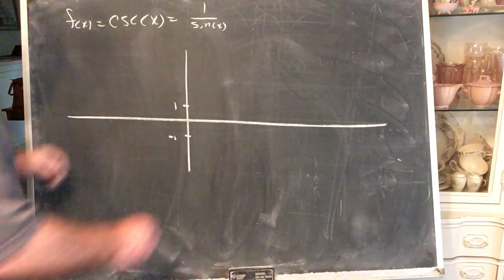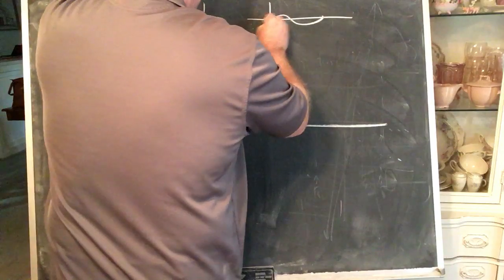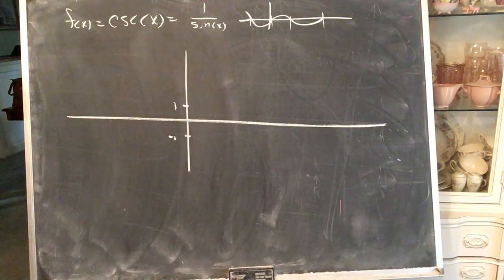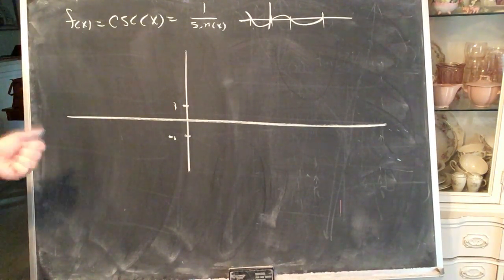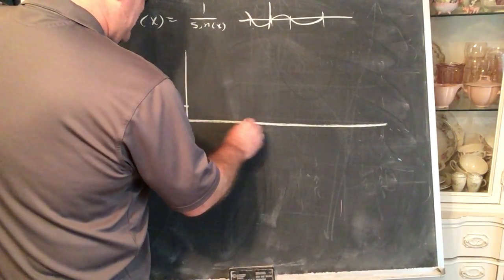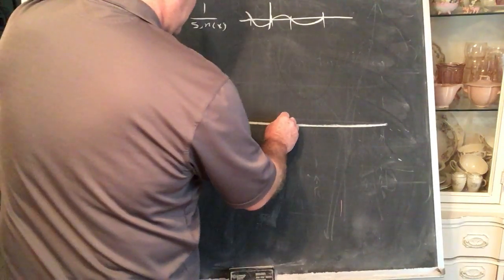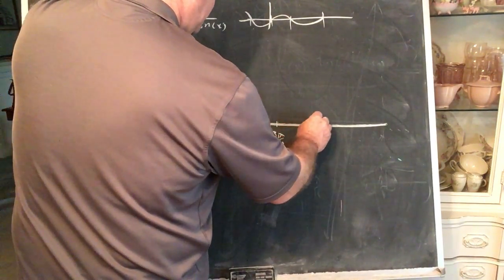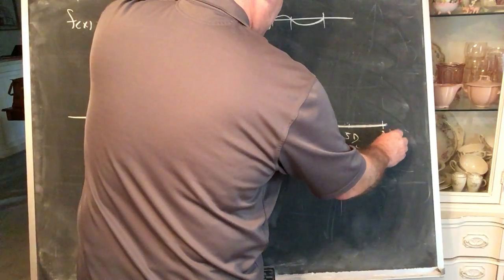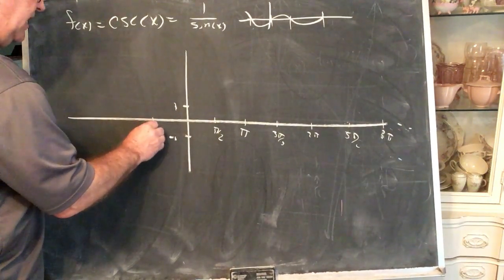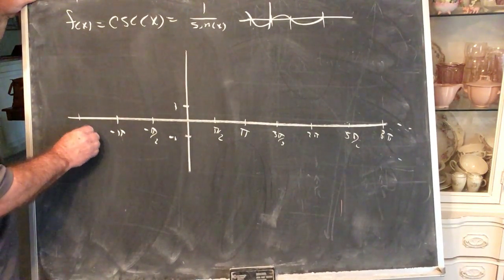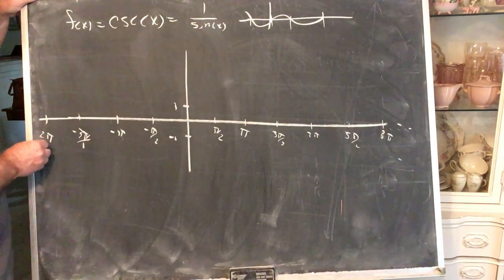The nodes of sine, remember what the sine curve looks like, right? The sine curve has nodes at the integer multiples of pi. So at negative pi, at 0, at 2 pi, at 3 pi. So here's pi over 2, 3 pi over 2, 2 pi, 5 pi over 2, 3 pi, and so on. I have negative pi over 2, negative pi, negative 3 pi over 2, 2 pi, and so on in that direction.